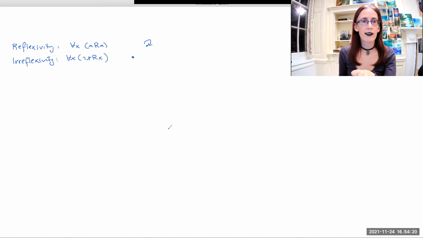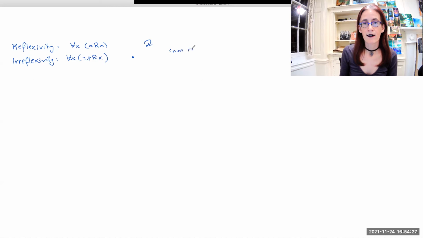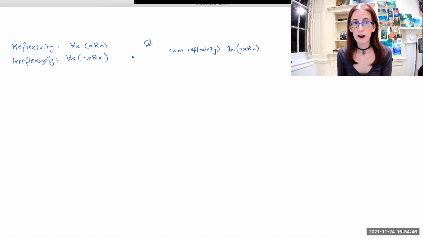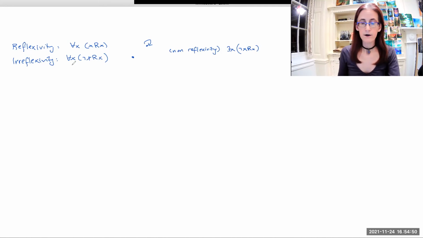It's important to recognize that between reflexivity and irreflexivity, we have non-reflexivity. Non-reflexivity is just the negation of reflexivity. Since reflexivity is a universal claim, non-reflexivity is an existential. It is that there is at least one world that doesn't see itself. So you can see it's not the same thing as irreflexivity, which is where no world sees itself.